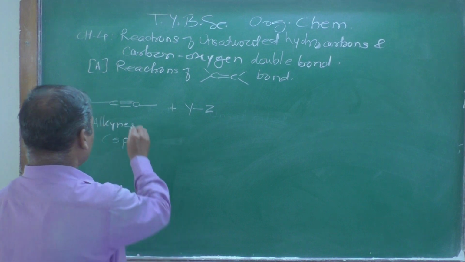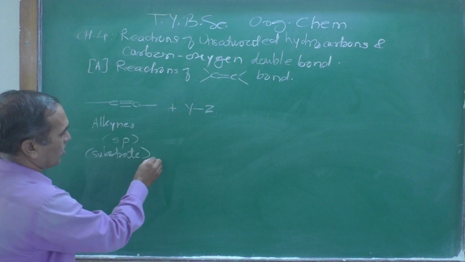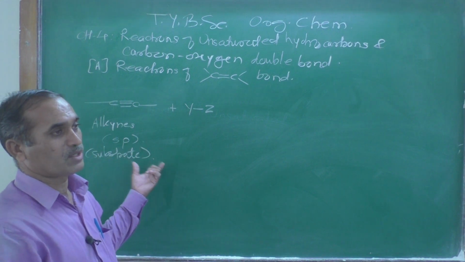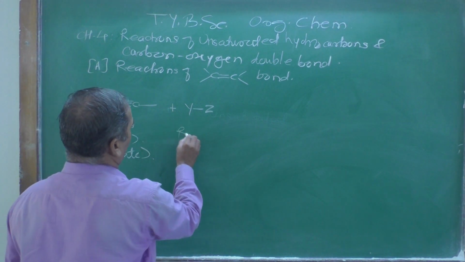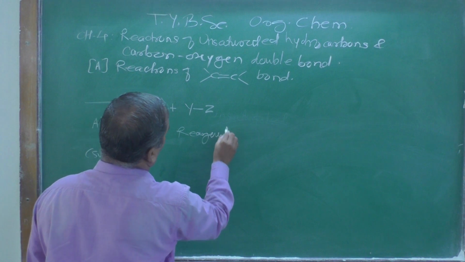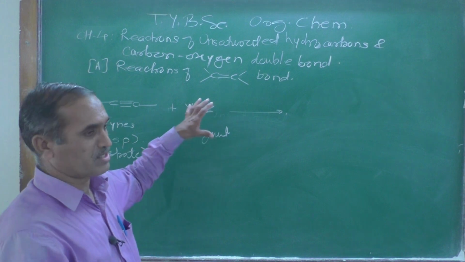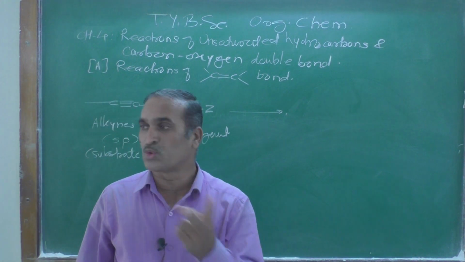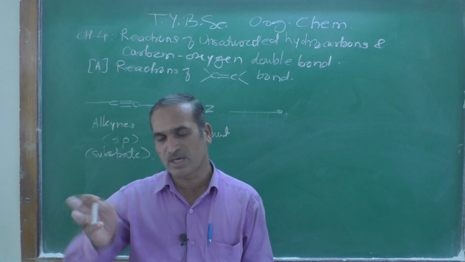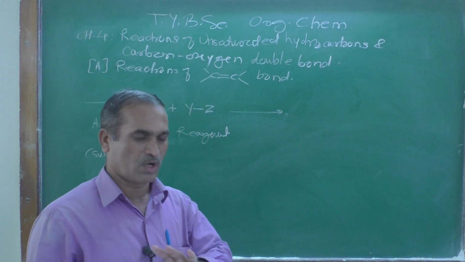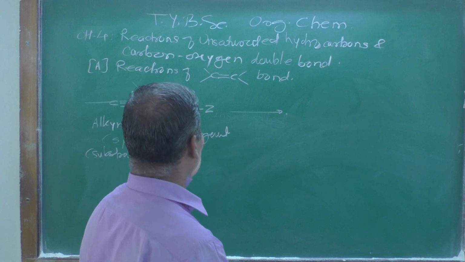Now when we are adding here YZ, which is one of the reagents, this is the substrate, or we can call it the reactant, or the starting material. Various names are given, and this is the reagent. The nature of the reagent we will see later on. Normally there are two kinds of reagents: one is the electrophilic reagent, another is the nucleophilic reagent. How they are classified we already learned in FYBSc, but let us see here.